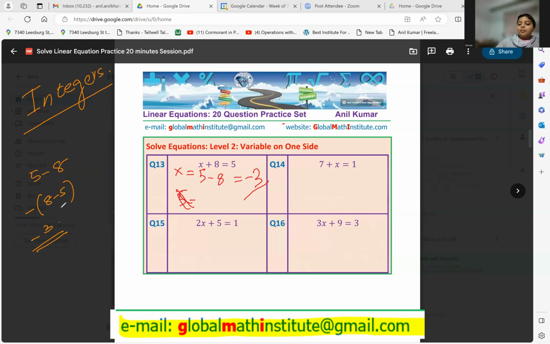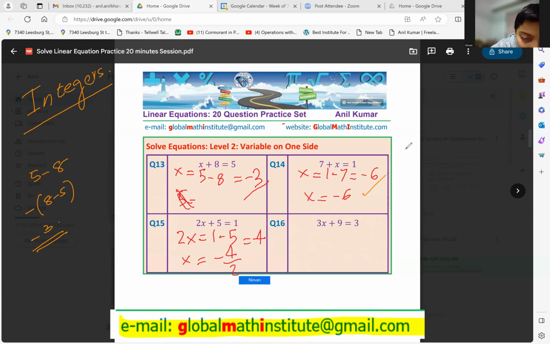It has to be a minus number. So you leave x. X equals to 1 minus 7, which is again minus 6. Correct. Next question. 2x equals to 1 minus 5, which is minus 4. Correct. X equals to minus 4 divided by 2, which is minus 2.